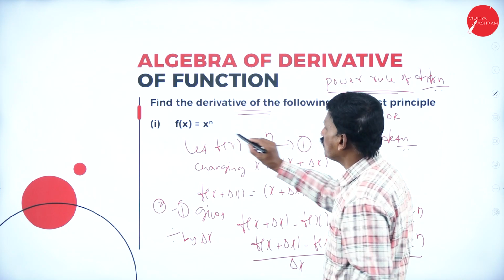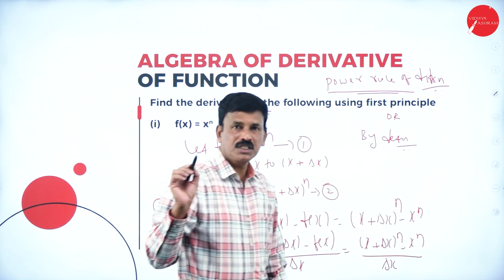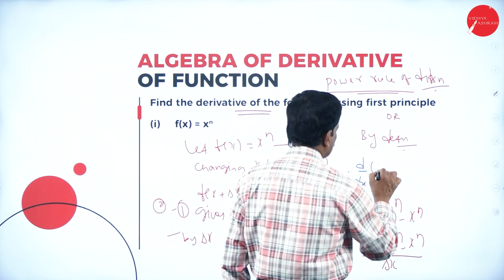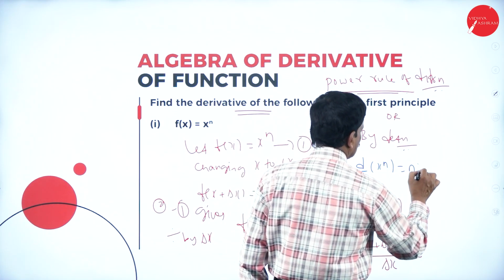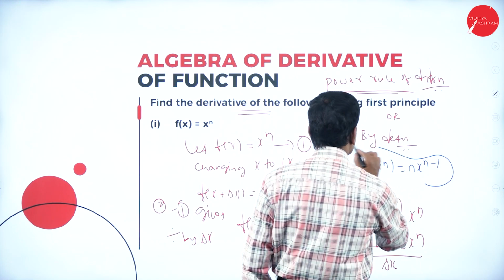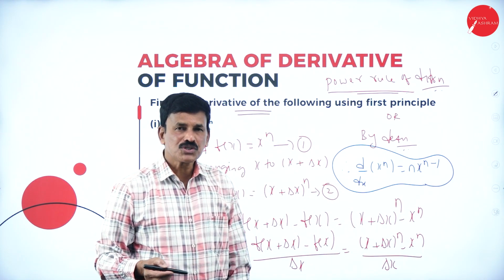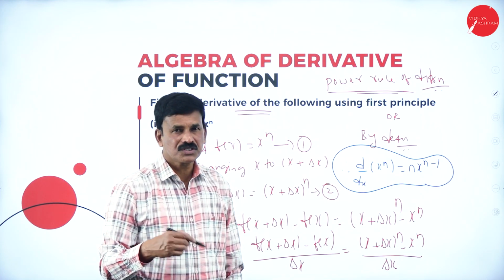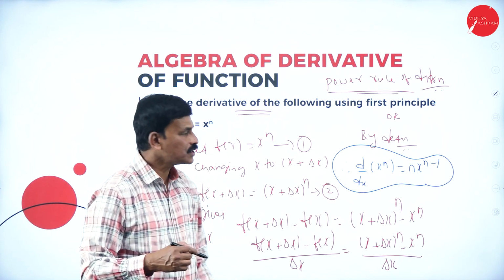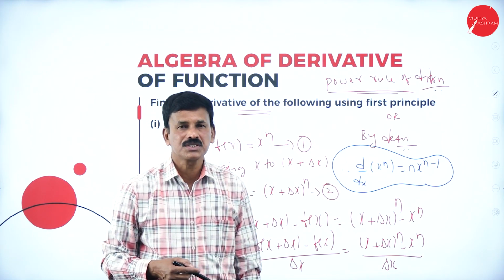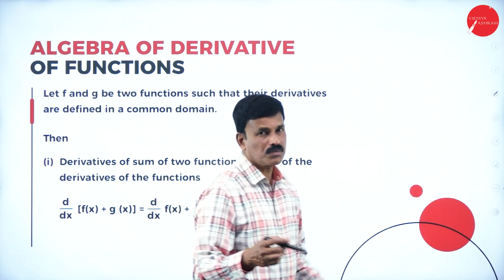Therefore, the derivative of x to the power of n, d by dx of x to the power of n, is always equal to n x to the power of n minus 1, where n is a rational number. N can be a positive integer, a negative integer, or a fraction, positive or negative. Very important rule. This is called the power rule of differentiation, right? Let us move on to the problems based on this.